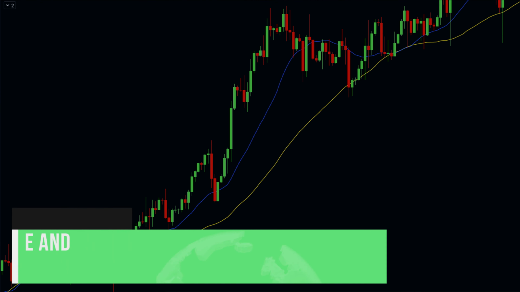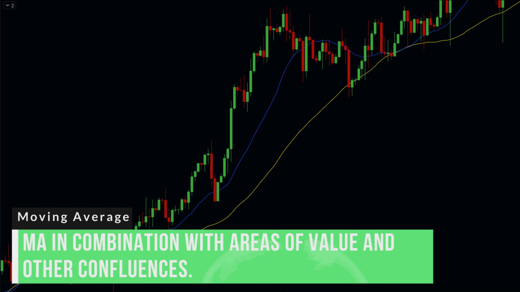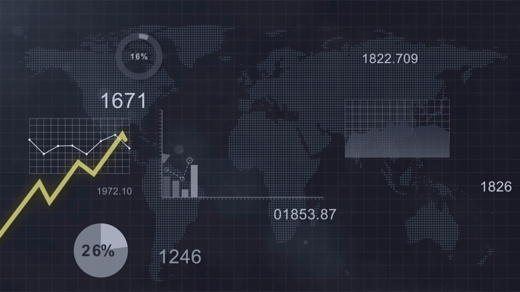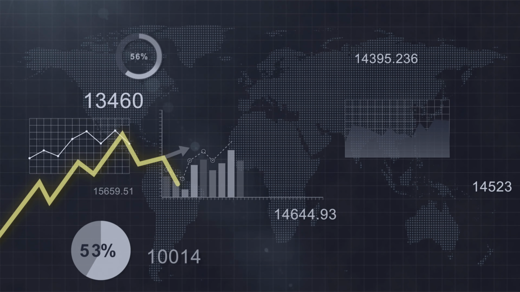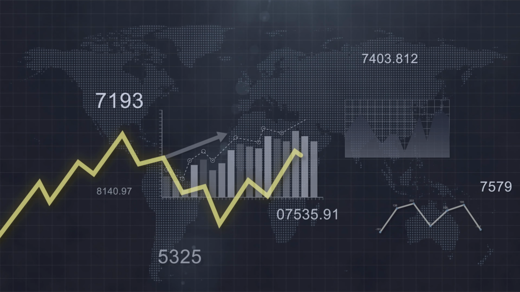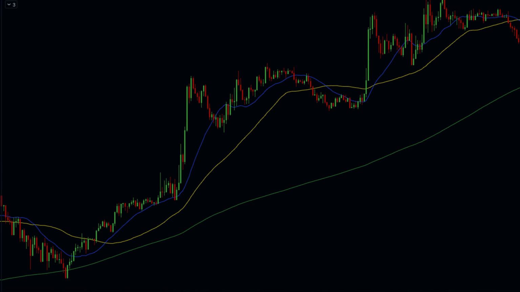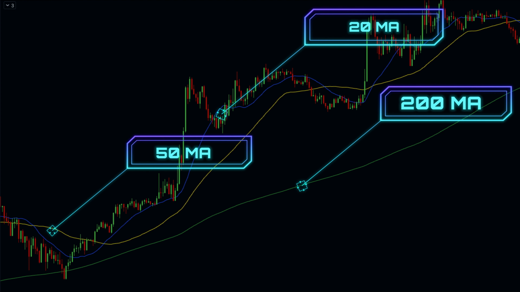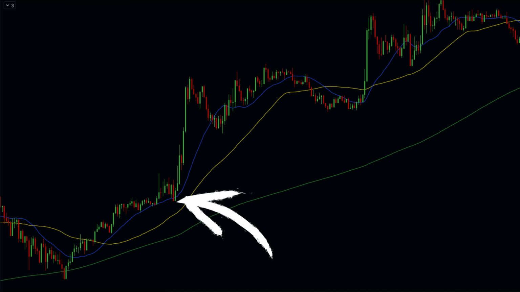So now, let's move on to how we can use moving averages in combination with areas of value, and other confluences. This will give you a rule-based trading strategy that you can implement in your own trading, which can give you some highly profitable trading opportunities. As said earlier, the 20, 50, and 200 period are the most respected moving averages by traders around the world, so you can very often see a lot of movement in these areas.